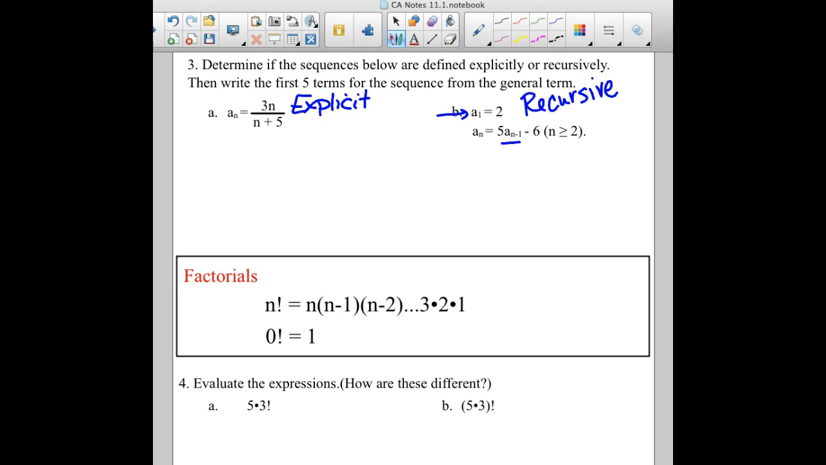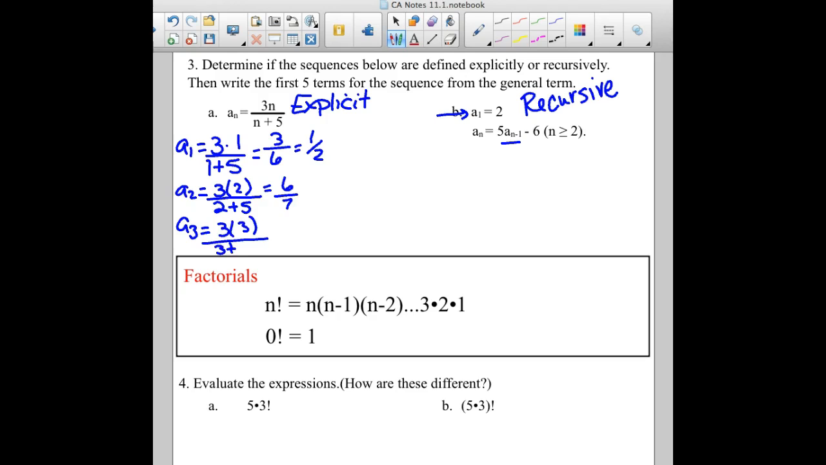All right, then it says to find the first 5 terms. So my first term here, I'm simply plugging a 1 in for n. So I have 3 times 1 over 1 plus 5, or 3 over 6. I could reduce that to 1/2. My second term, I have 3 times 2 over 2 plus 5, and I get 6/7. My third term, 3 times 3 over 3 plus 5, or 9/8.